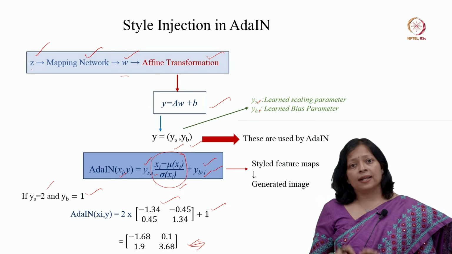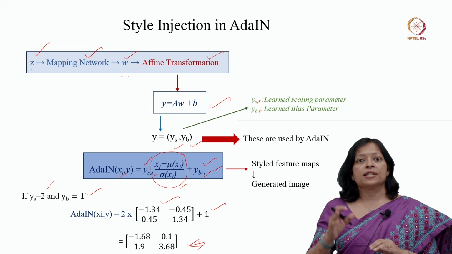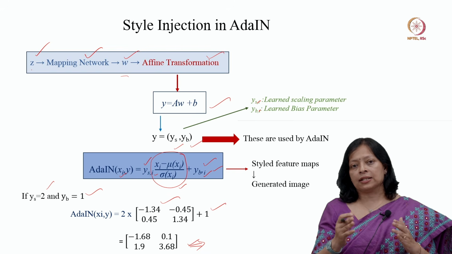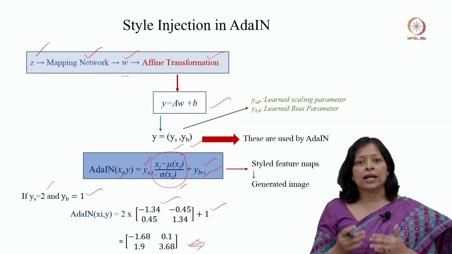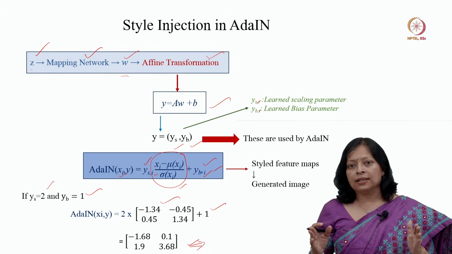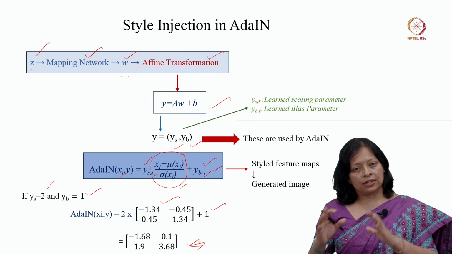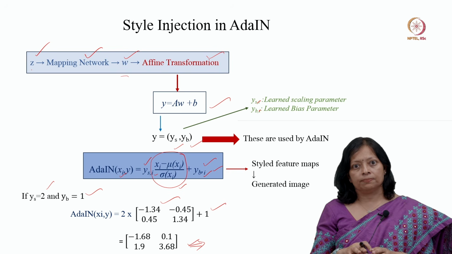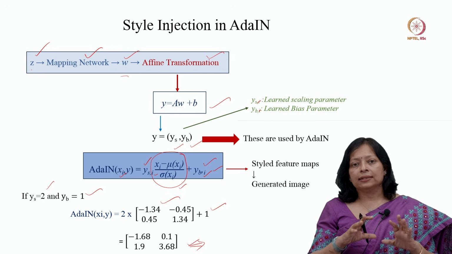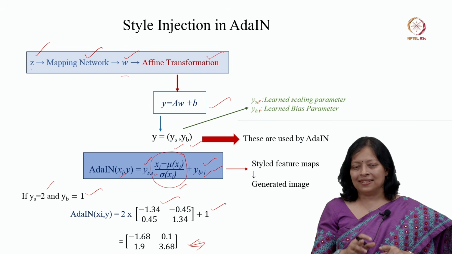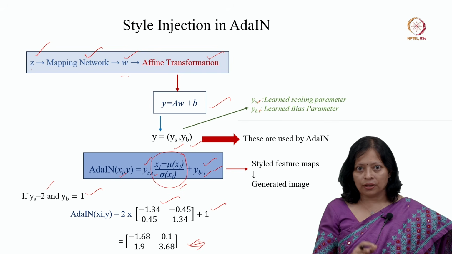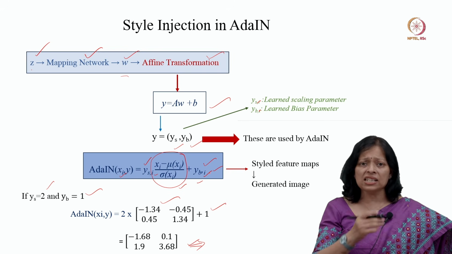And what is the AdaIN block's work? AdaIN first normalizes the feature maps that are coming out of the convolution layers, and by doing this process it erases all the statistical information that is present, only keeping the structure intact, and then style is injected through this AdaIN block through these style parameters.